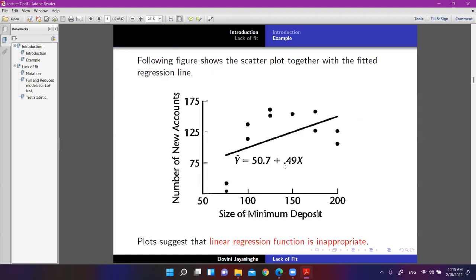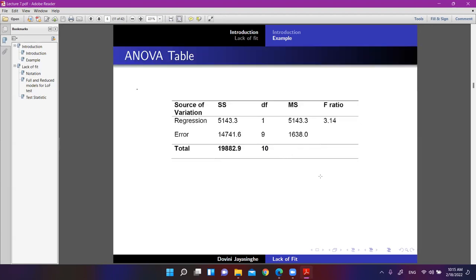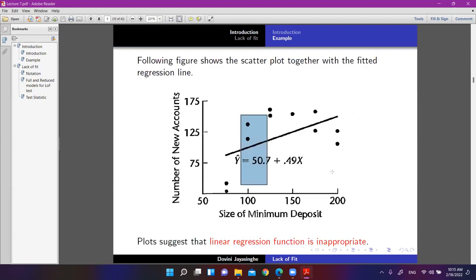But as long as they have given repeated observations, just checking this is not enough, because there could exist lack of fit. Lack of fit means basically the line that we fitted is highly deviating from the expected true model.